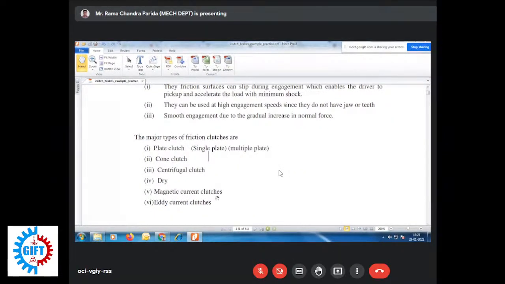Okay, here we will only consider the plate clutch, cone clutch, and centrifugal clutch. This plate clutch is single plate and also multi-plate.